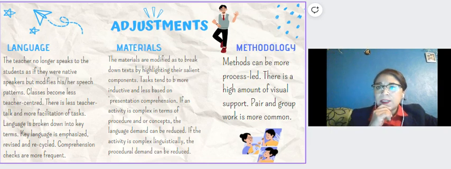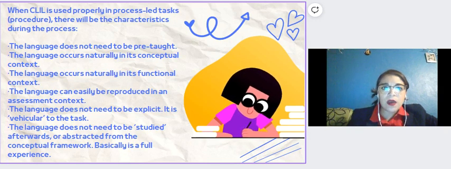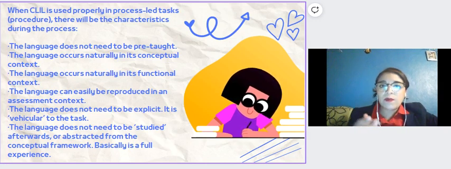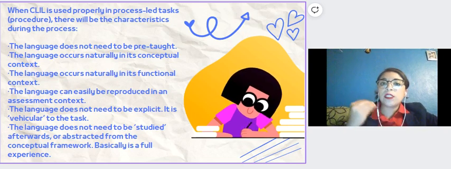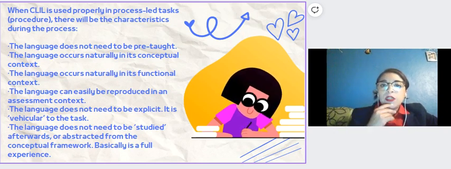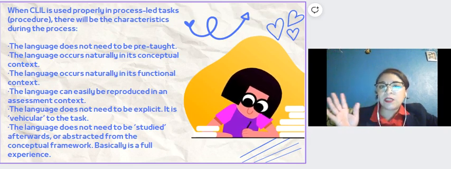And now the methodology. The methods can be more process-led. There is a high amount of visual support. Pair and group work is more common. Now, when CLIL is used properly in process-led tasks, basically the procedure, there will be characteristics during the process. For example, the language does not need to be pre-taught. The language occurs naturally in its conceptual context. The language occurs naturally in its functional context. The language can easily be reproduced in an assessment context.